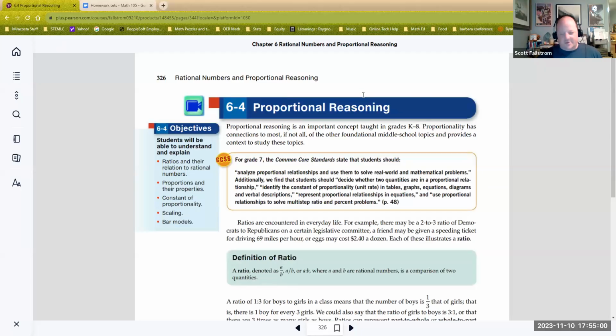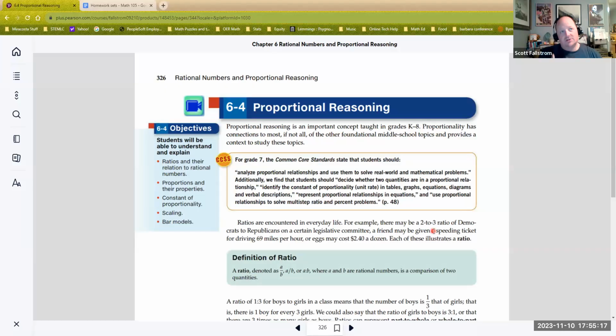Hey, students, wrapping up the last section for this exam. This exam is going to cover chapters 5 and 6. And so we're going to finish up our proportional reasoning. Now, again, proportional reasoning, you probably do this all the time.